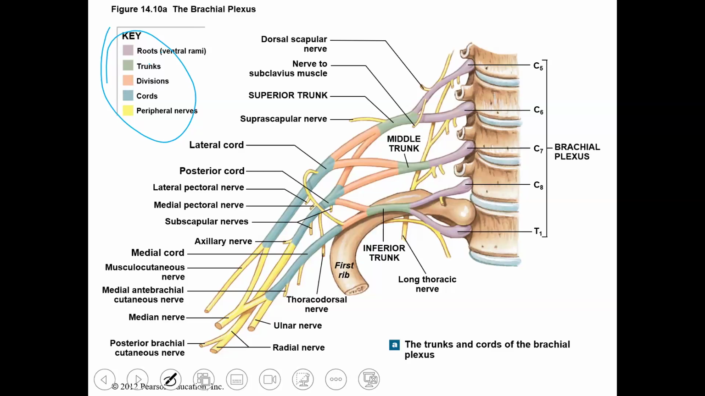And we have roots, trunks, divisions, cords, and these peripheral nerves or branches. Okay, sometimes these are called branches. Okay. And so we see the roots over here in the purple, trunk in the green, divisions here, cords here, and these peripheral nerves or these branches out towards the perimeter here.